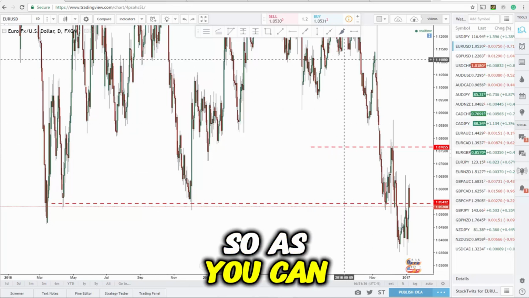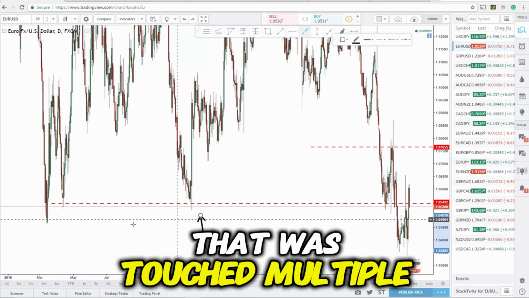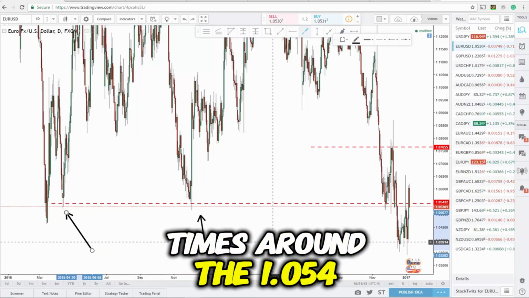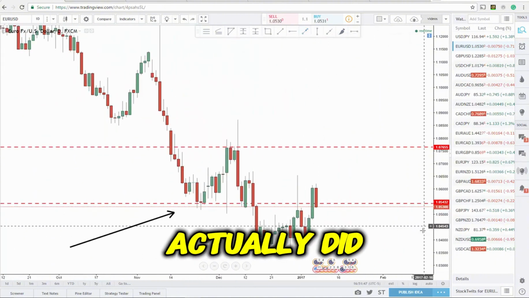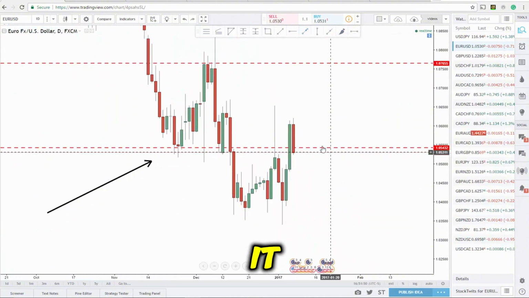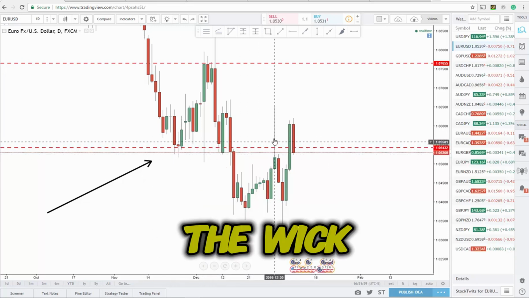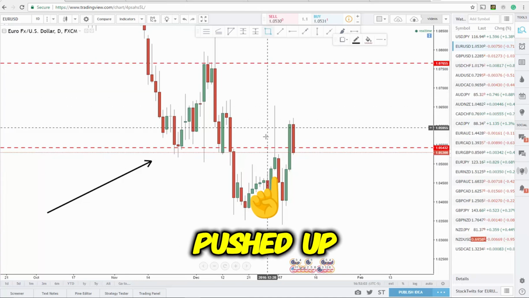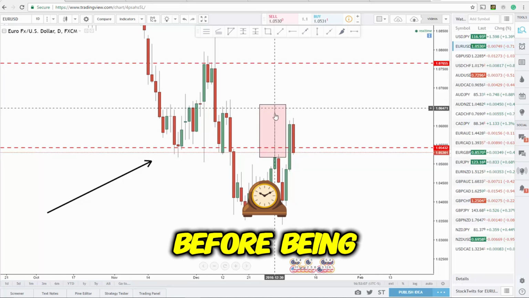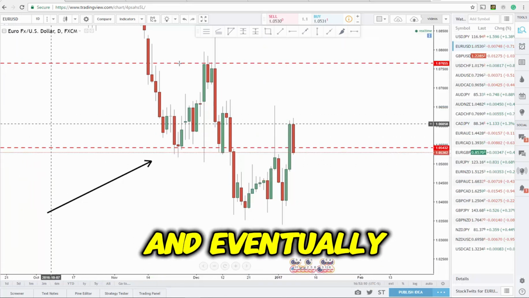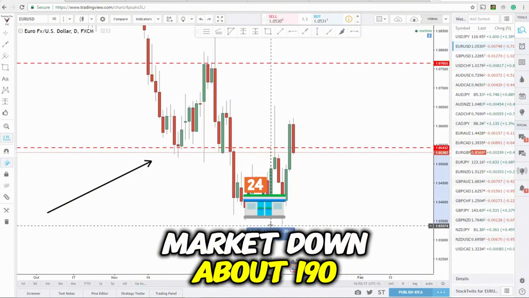All right, guys, so as you can see, this was that previous level that we were looking at in episode 1 that was touched multiple times around the 1.054 level. And that level actually did have a pretty good reaction from it. This candle did not close above that level. Instead, the wick price action pushed up above this level quite a bit right here before being pushed back down and eventually pushing the market down about 190 pips.